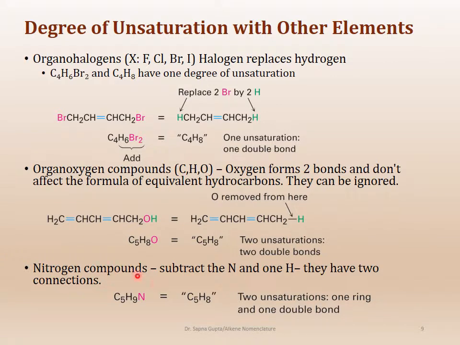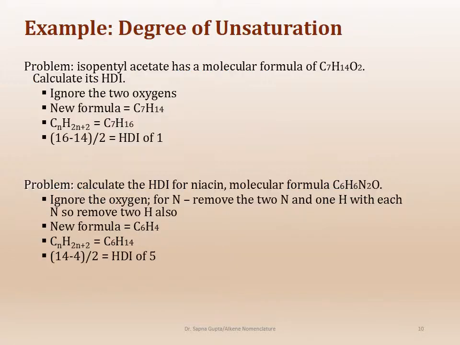And then with nitrogen compounds, you have to subtract the nitrogen and 1 hydrogen, and that is because nitrogen has 3 connections in there. So for example, if you have C5H9N, then you remove the nitrogen, but you also remove a hydrogen. So C5H9N becomes C5H8. Remove the nitrogen and remove a hydrogen if you have nitrogen-containing compounds.